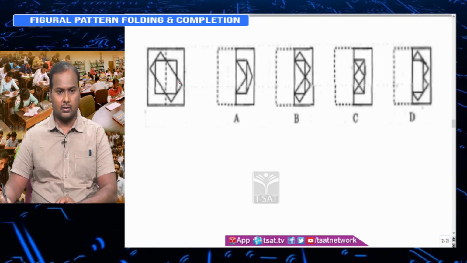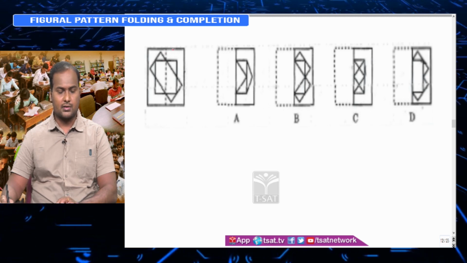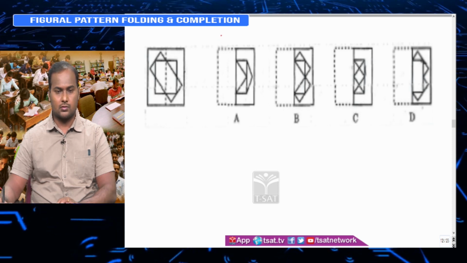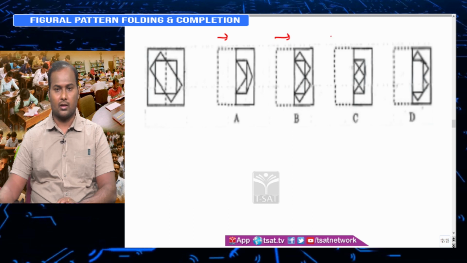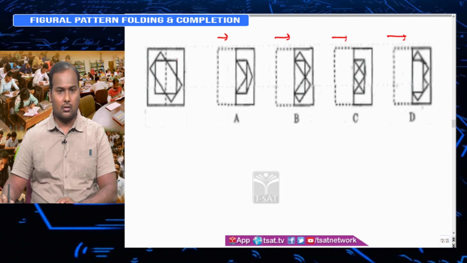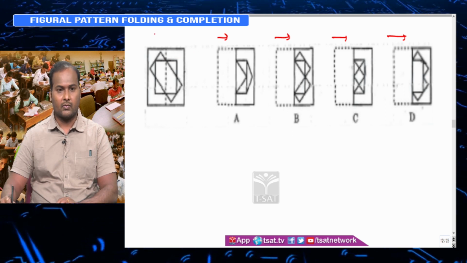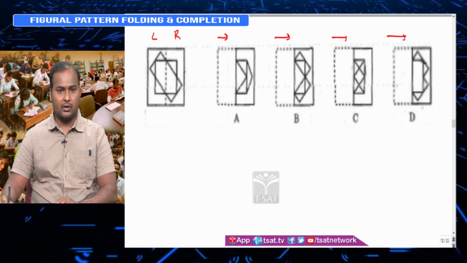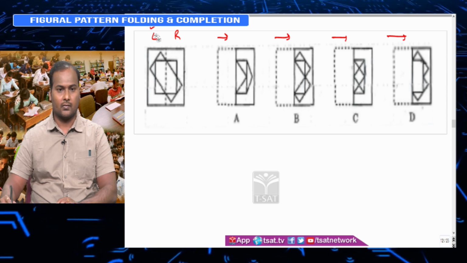This question looks a bit tricky in the exam because of many foldings, but we can solve it very easily by keeping the image of a mirror in mind. So let's see this. First, what is the pattern of folding? From left to right. Remember this is the left side and this is the right side. This side will be the same, it won't change. What is going to change? Only the left side is going to fall on the right side.